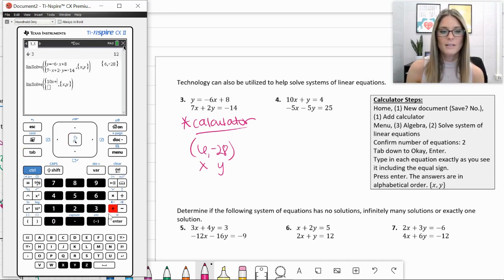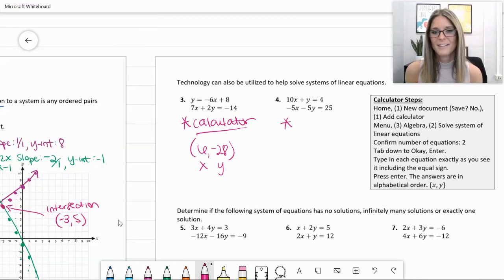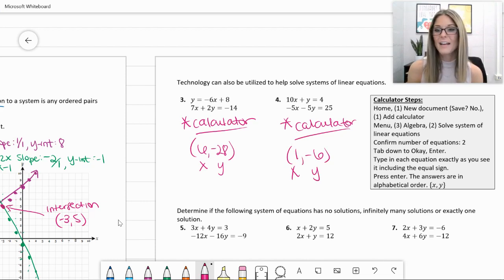10x plus y equals 4, arrowing down. So I can put in negative 5x minus 5y equals 25 and enter. 1, negative 6, where x was 1, y was negative 6. How about that? I didn't have to use substitution. I didn't have to use elimination. I typed it in my calculator, and it gave me the answer. So hopefully in 8th grade math, you learned your strategies. Now we are utilizing technology where we can.